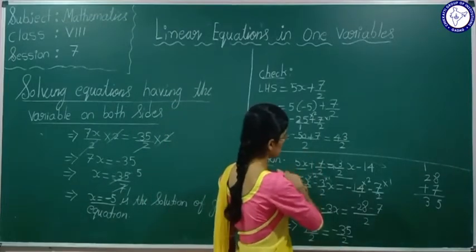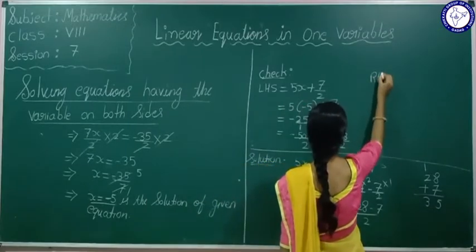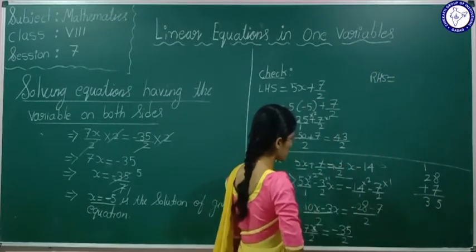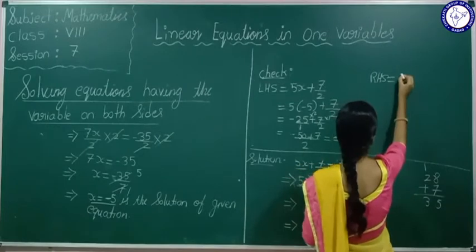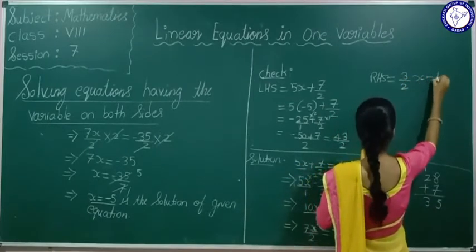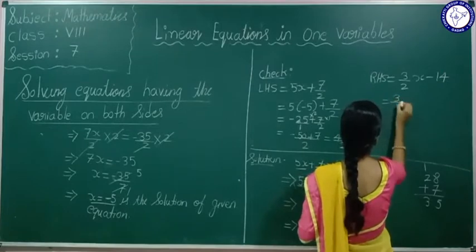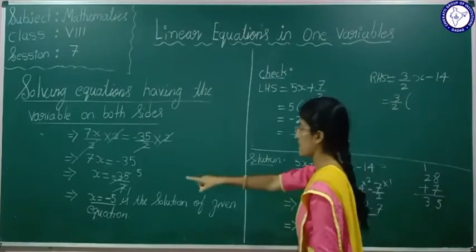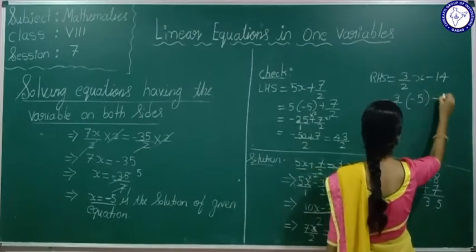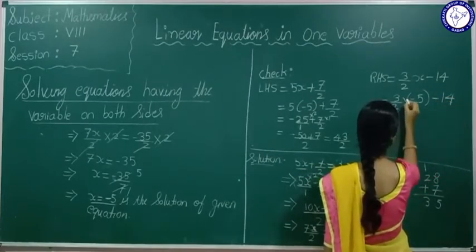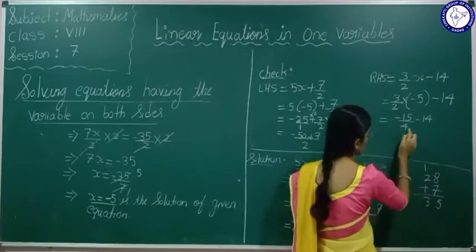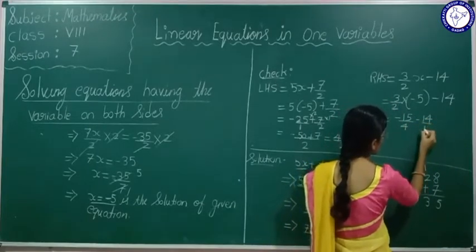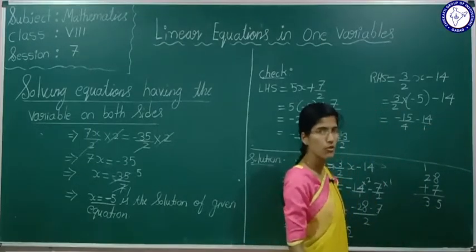Now check for RHS. What did they give for RHS? 3 by 2x minus 14. What is the x value? We got minus 5. 3 by 2 times minus 5 minus 14. A multiplication is there. 3 5s are 15. It is minus 15 by 2 minus 14. Now see here 2 is there, here 1 is there. What is the LCM of 2 and 1? The LCM of 2 and 1 is 2.